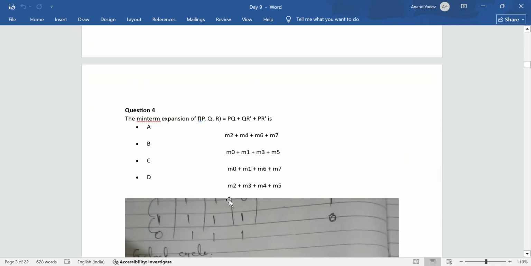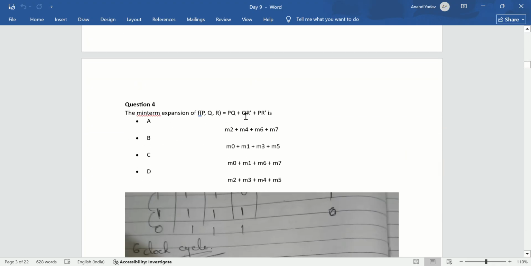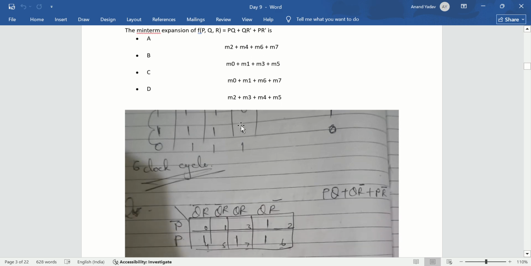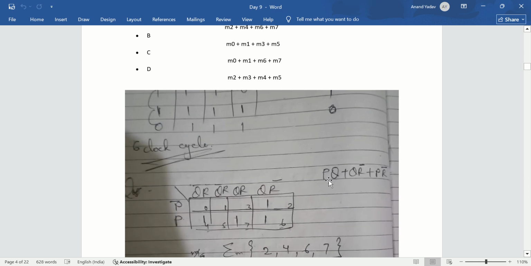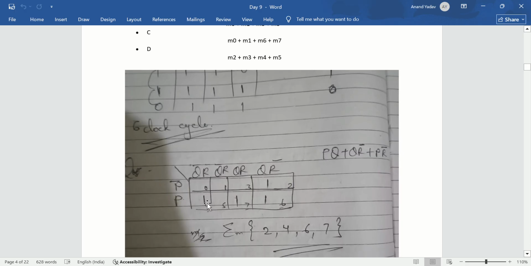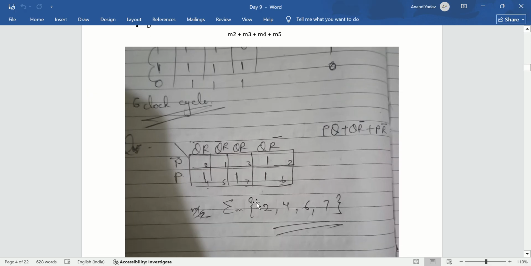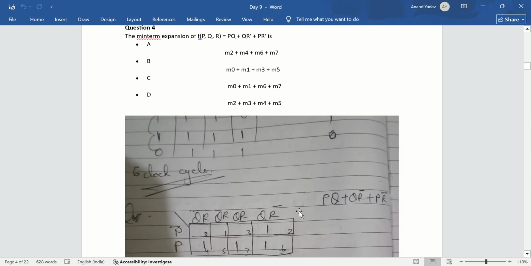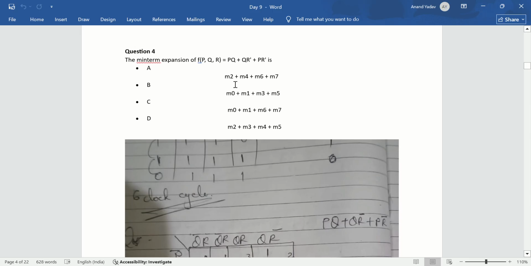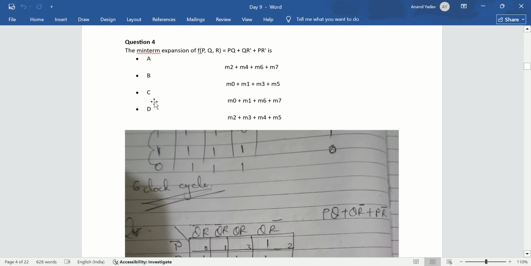Now next one is: the min term expansion of this PQR is. For this question I will first draw the K-map by using these variables. So put the 1 at the places of the variable groups, then I will get 2, 4, 6. These are the min terms, as it asks for min terms. This is the answer for question 4. Option A is correct.